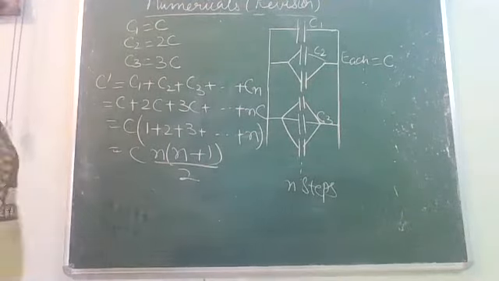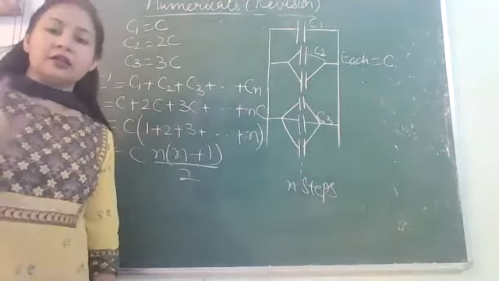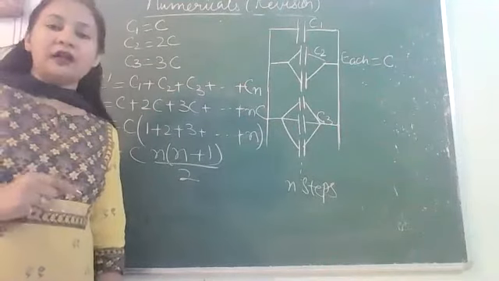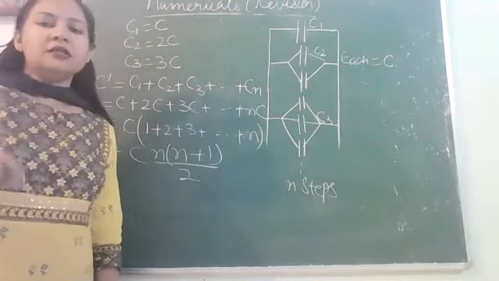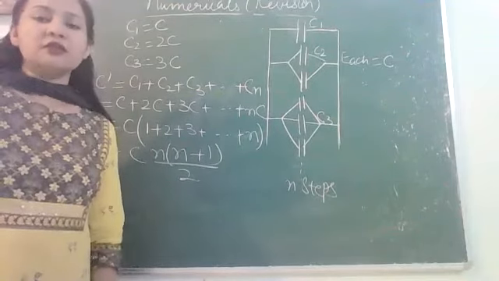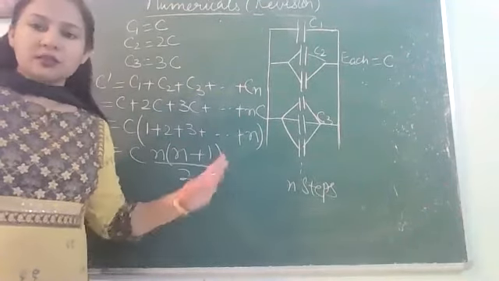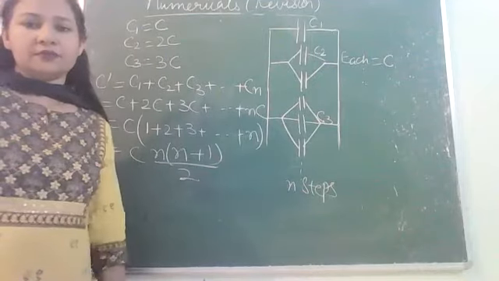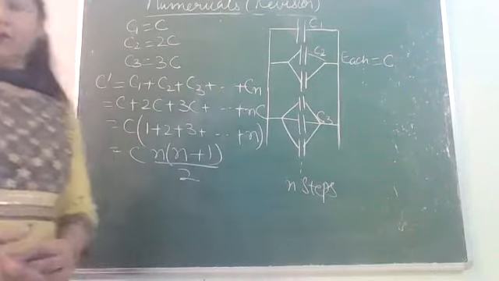Got this? So reverse results of resistances we have to apply. In parallel we will simply add, and in series we will add their reciprocals to get the reciprocal of equivalent capacitance. So is this question clear or is there any doubt?